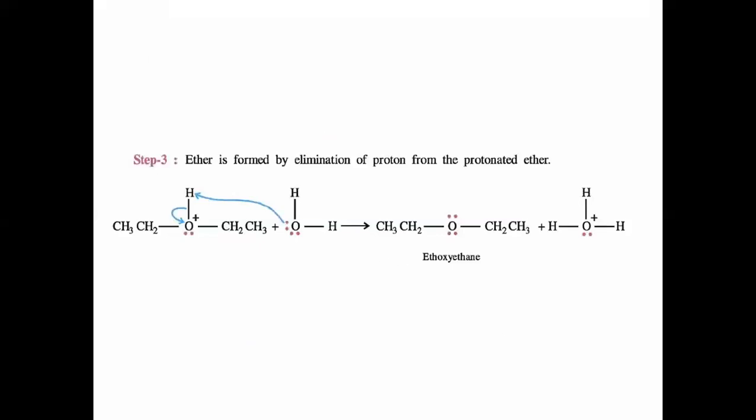Ether is formed by the elimination of a proton from the protonated ether, that is CH3CH2OH and then CH2CH3. A water molecule is attached over here, so it forms CH3CH2OCH2CH3, which is ethoxyethane. See here, this is the ethoxy and then ethane. And this is H3O plus, the hydronium ion. So the ether is formed by the elimination of a proton from the protonated ether in this way.